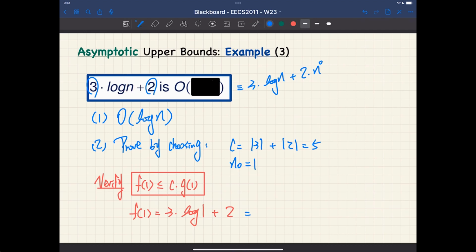Which will be, what is that? 2, right? I'm checking, just make sure. Because log 1 is 0. All right. What about C times G of 1? C will be 5 times G of 1. G of 1 will be log 1, which is 0. Is 2 less than or equal to 0? No. That's the case where verification fails.